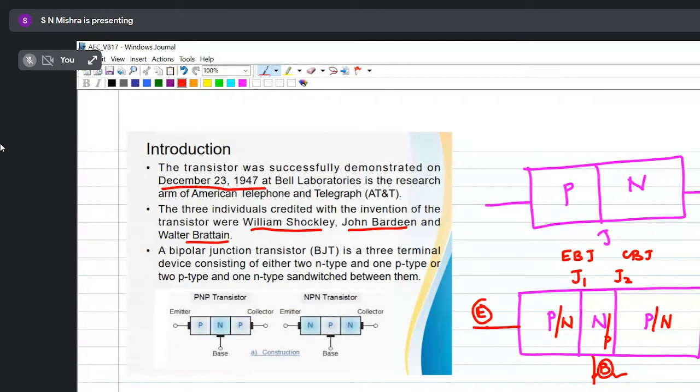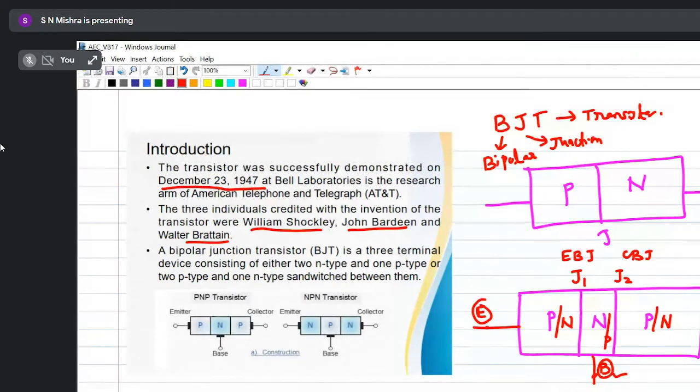Now generally this is called a BJT. B stands for bipolar, J stands for junction, T stands for transistor. So these PNP and NPN transistors are called BJT, bipolar junction transistor, right? The structure is shown here, NPN transistor, PNP transistor. So these are the structural things.